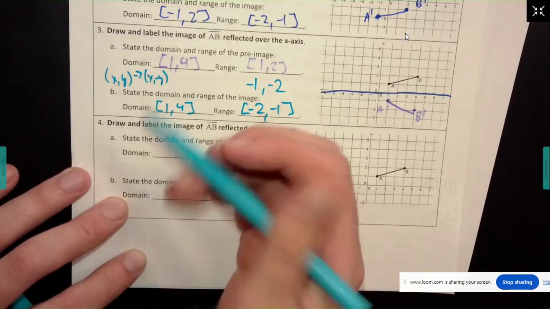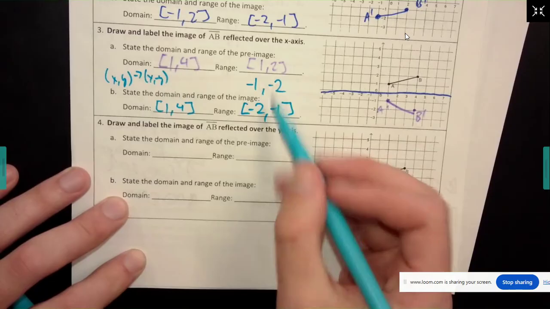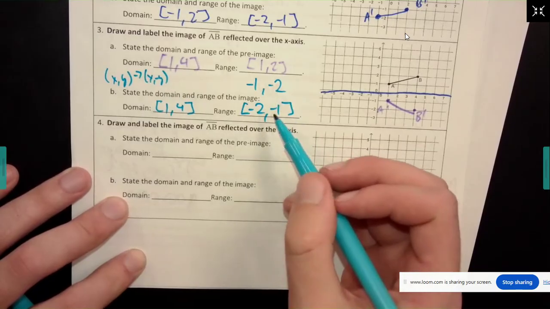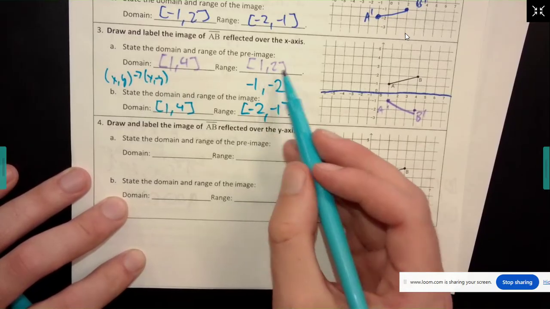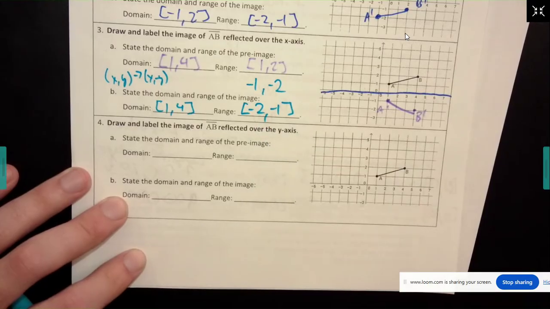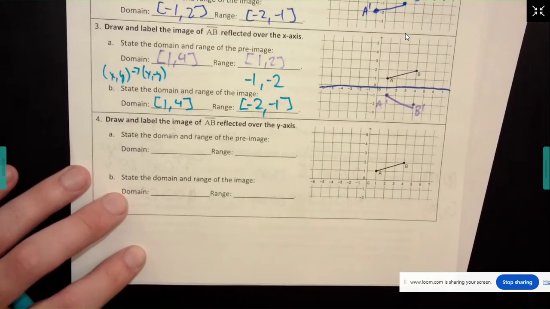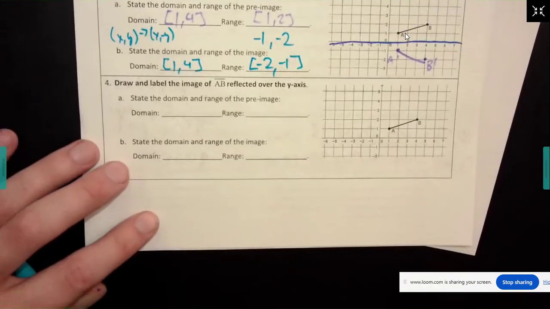This negative y means I'm just switching the signs. So since I switch the signs, instead of 1, 2, I get negative 2, negative 1. All right? Flipping over the y-axis. Okay, I'm not even going to graph this one.